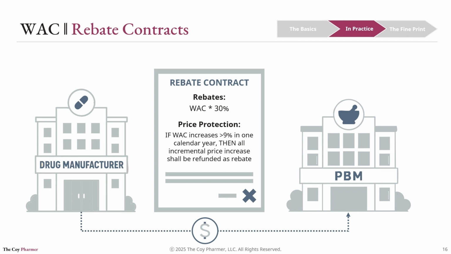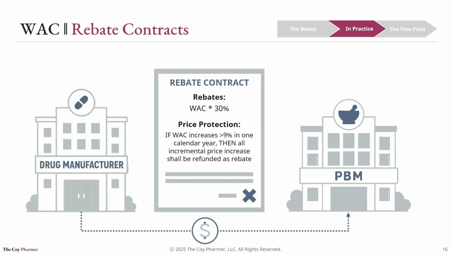So this is one example. WAC times 30% is the rebate. Again, the range could be anywhere from WAC times 3% all the way up to WAC times 60%. It certainly depends a lot on the way that the drug is positioned in the marketplace. There's also often an element of price protection in these contracts.